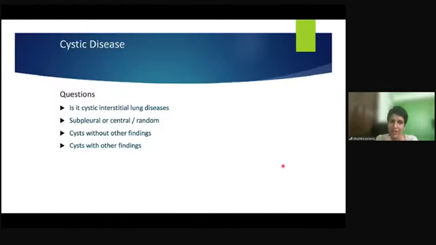So these are the few questions that we did address while we talked about cystic lung disease. First and foremost is whether it is a cystic interstitial lung disease. The first thing you ask yourself is, are these true cysts, or is it emphysema, or honeycombing, or bronchiectasis? Because emphysema, honeycombing and bronchiectasis do not mean cystic interstitial lung disease. So first try to differentiate whether what you're looking at are true cysts.